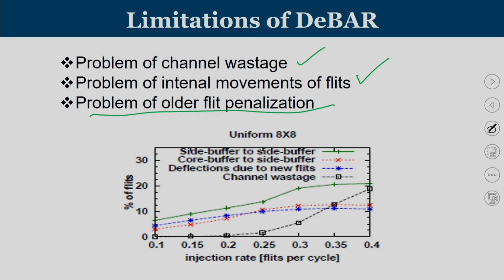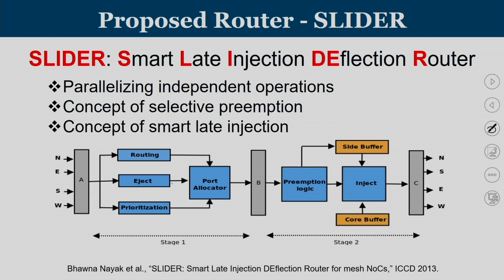You can see how much percentage of flits are being affected by the problem of channel wastage, the problem of internal movement of flits, and the problem of older flit penalization. As injection rate increases, all these problems affect more flits. All these graphs are tilting towards the y-axis. So the limitations of D-bar are more exposed when you go for higher traffic injection rates.